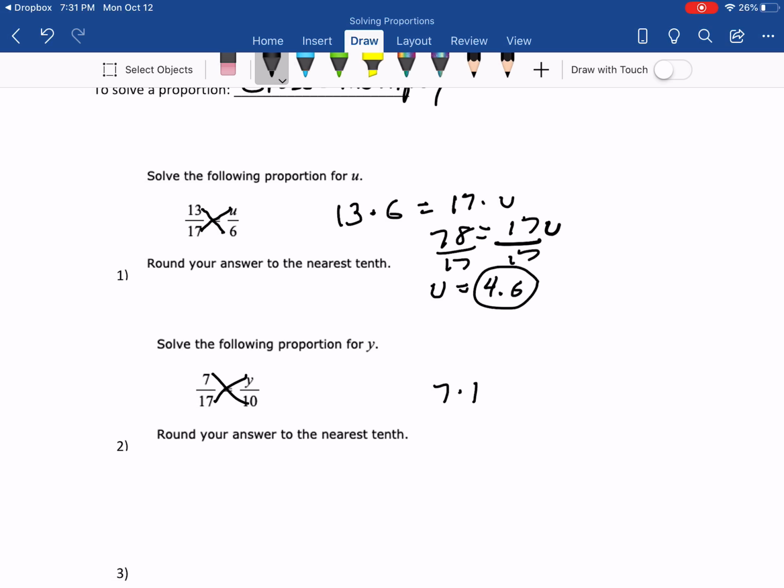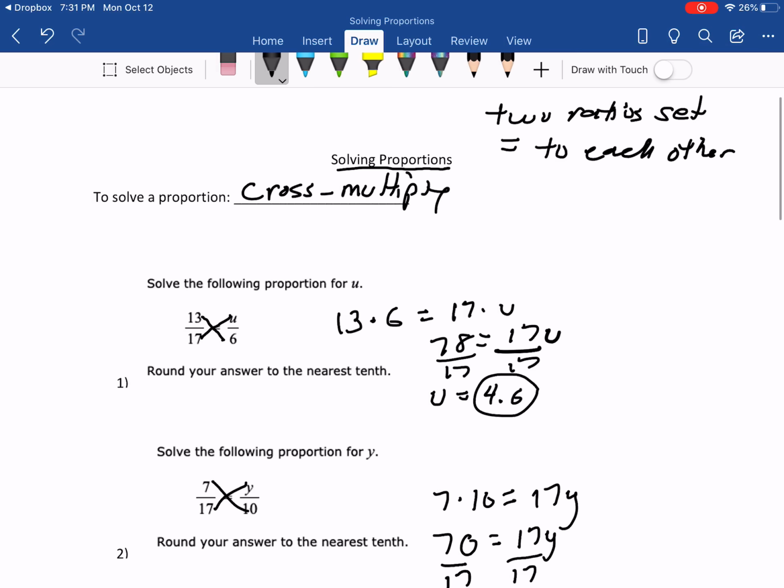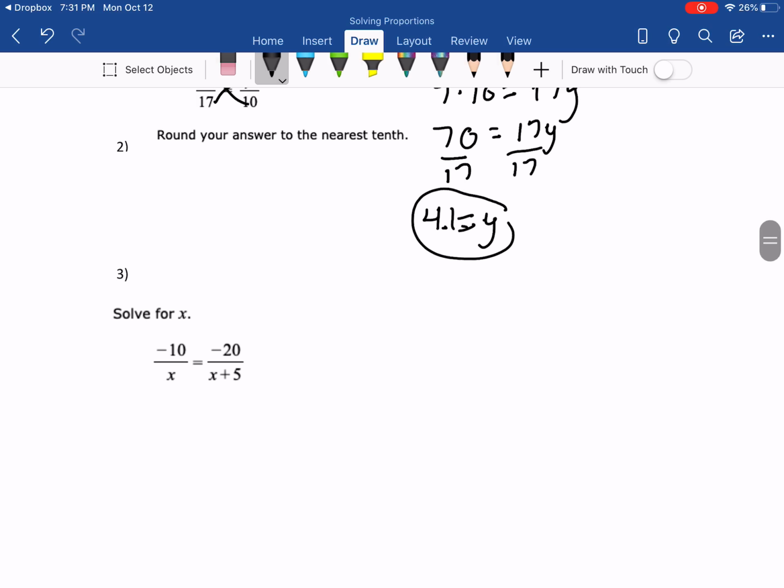Okay, number two, same idea. 7 times 10 equals 17y. 70 equals 17y. Dividing, 70 divided by 17 is 4.11764. So to the nearest tenth, that would be 4.1 equal to y.